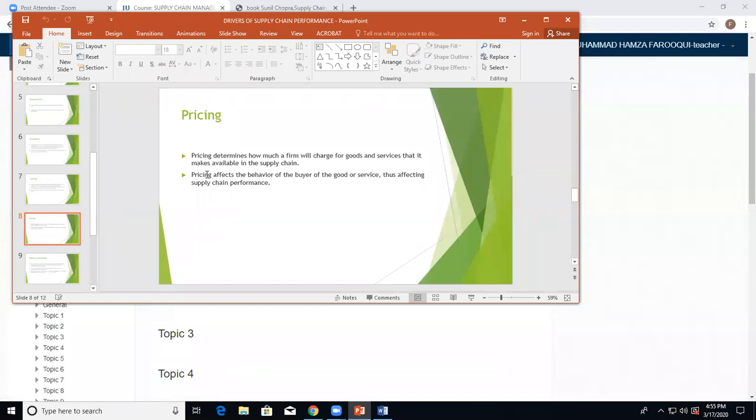Pricing, the first line of the slide: pricing determines how much a firm will charge for goods and services that it makes available in the supply chain. This is the decision that any company takes for its products and services. Reduce supply chain cost to get profitability, but here we are not talking about the cost, here we are talking about the price specifically.